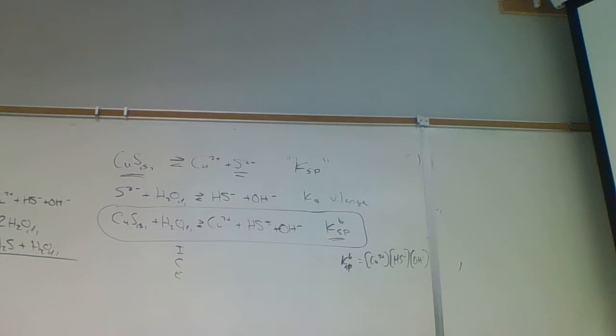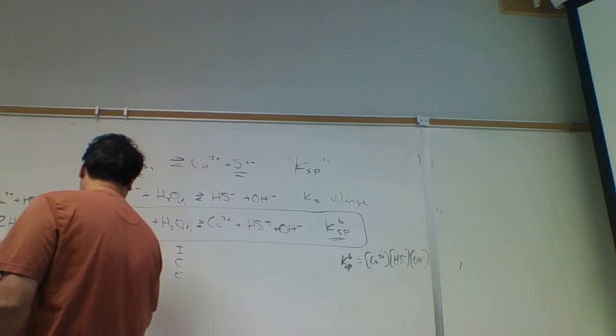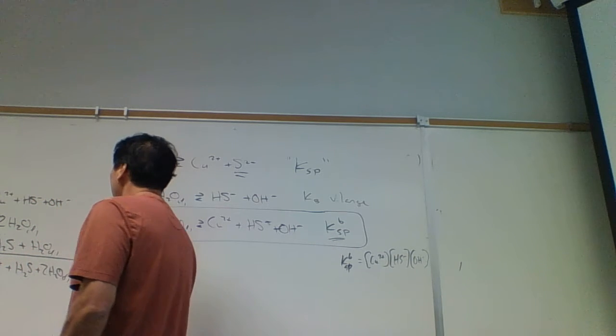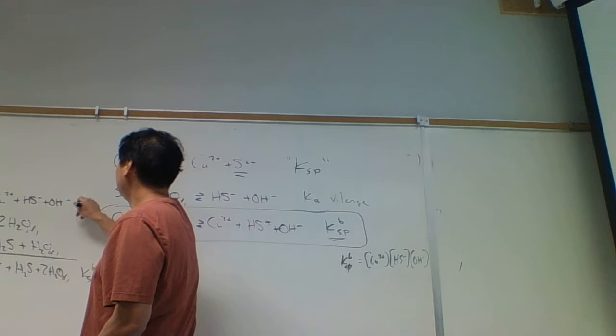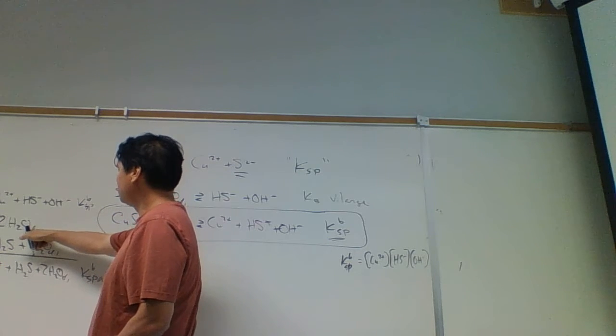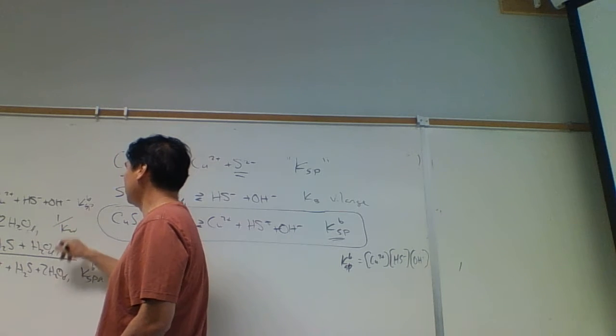When we add up all 3 equations, we get this CuS solid plus 2 hydroniums. This is going to give us Cu2 plus, H2S, plus 2 waters. All right, so this will be our KSP superscript BA. Now, if we look at each equation, this is going to be our KSP equation, superscript B. If we look at this equation and reverse it, this is just KW, so it's 1 over KW.